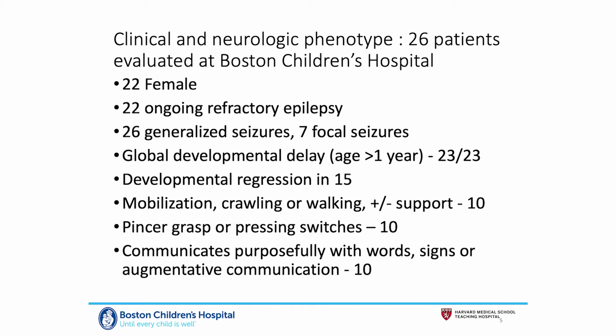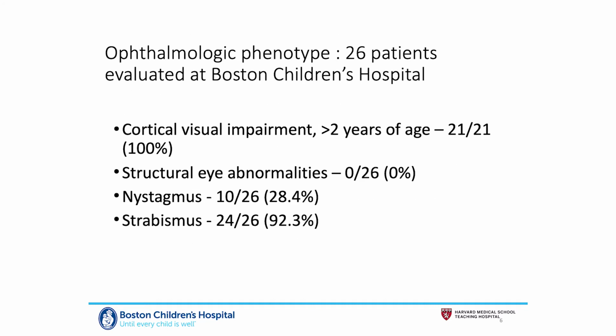Purposeful communication with words, signs, or augmentative communication was present in 10 individuals. Cerebral visual impairment was diagnosed by ophthalmologists and neurologists in all 21 individuals who were over 2 years of age at last evaluation, and 24 of the total 26 individuals in the study based on history and examination.